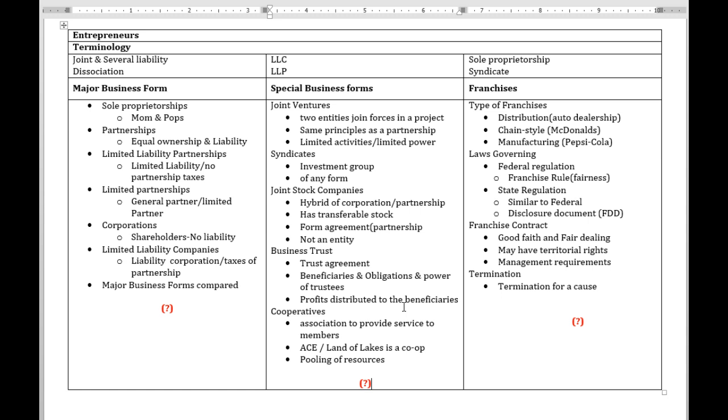Many people don't know that. Land of Lakes is a cooperative. There are many food cooperatives in large cities where people get together and pool their resources and bring in fresh produce. Many of the people then work voluntarily within that co-op each week to keep it going. Cooperatives are becoming much more popular than they used to be. So those are special forms of business. Again, we have a question. So go click on the answer, and then we will meet back at franchises. And so I'll wait for you here.